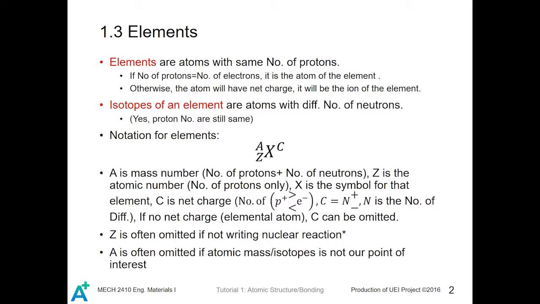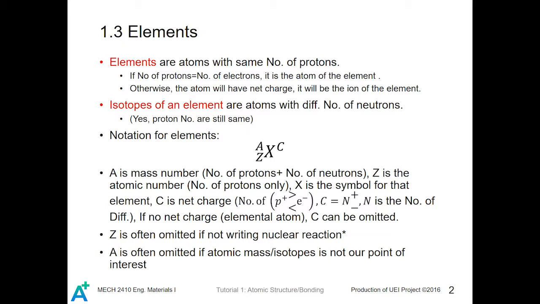Z is the atomic number, which is the number of protons only. For example, if an atom has 8 protons, then its atomic number will be 8. X is the symbol for that particular element, which you can find in the periodic table.